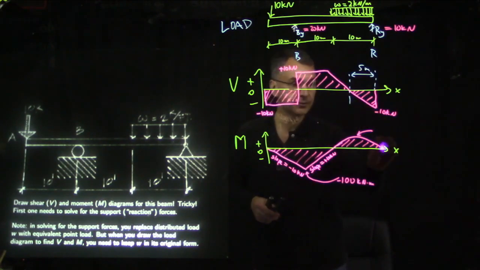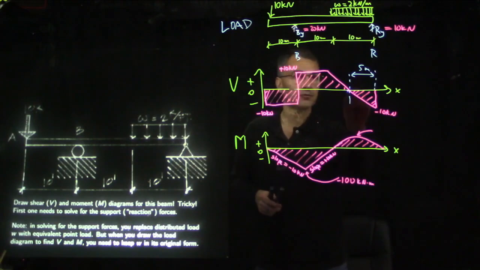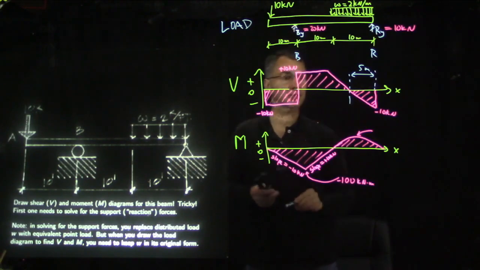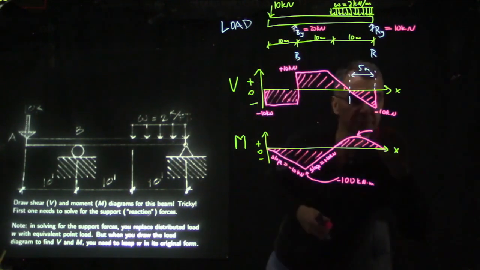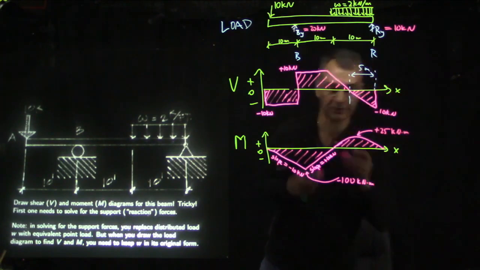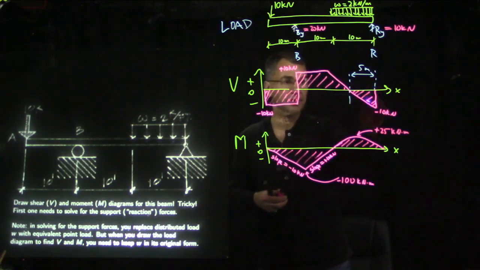You see the change from here to here is just the area of this triangle. The area of this triangle is 5 meters times 10 kilonewtons divided by 2. So that's 5 times 5 is 25, plus 25 kilonewton meters. So you see the area of that triangle is just the base times the height divided by 2.